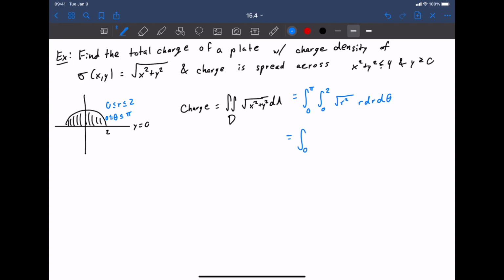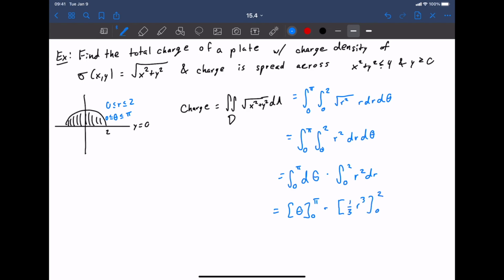But once you get rid of all that, this is actually a quite simple integral you have for yourself. R squared dr d theta. It's so simple, it's even rectangular, and you can break it up the way we like to. Getting theta from 0 to pi, 1/3 r cubed from 0 to 2, or 8/3 pi. And that would be the charge of that plate.